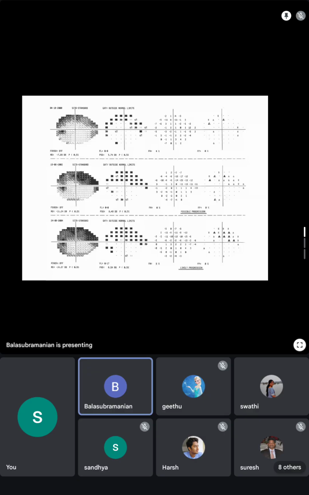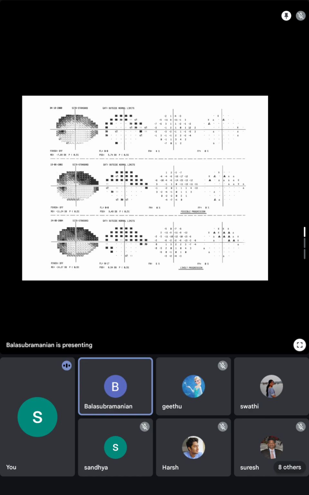Anybody? Sandhya, Shweta, Sheetal. Progression analysis. This chart shows progression analysis of the SITA standard strategy. The tests were performed in 2000, 2002 and 2004, at an interval of approximately 2 years. The mean deviation at the first test is minus 7.8, and it is increasing more in the subsequent tests.